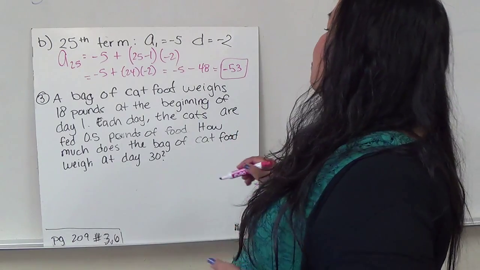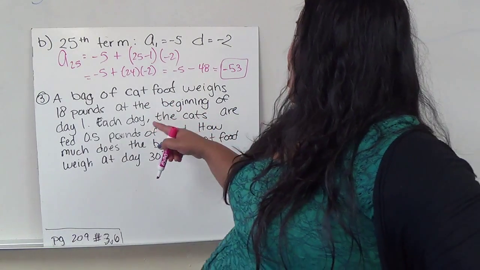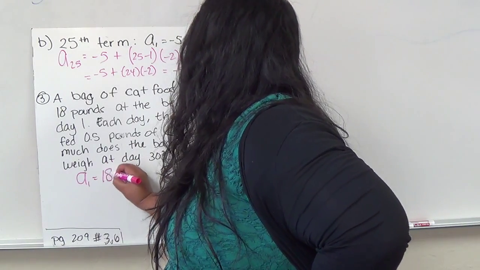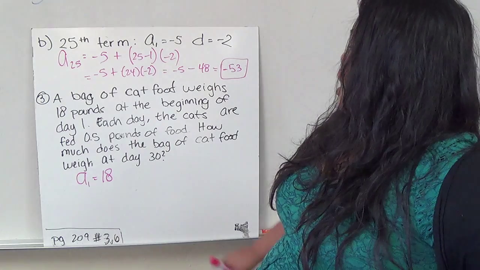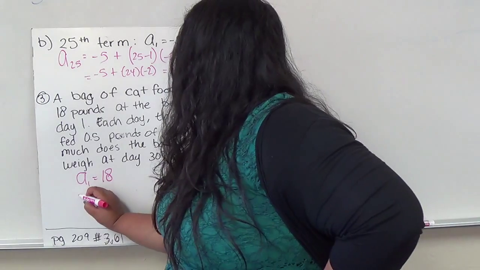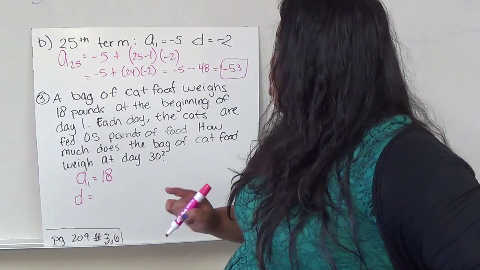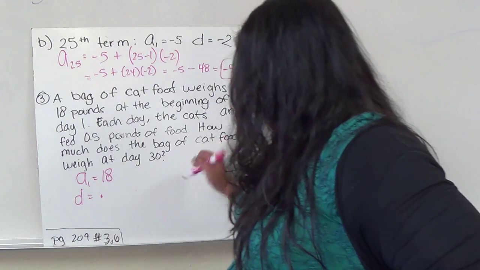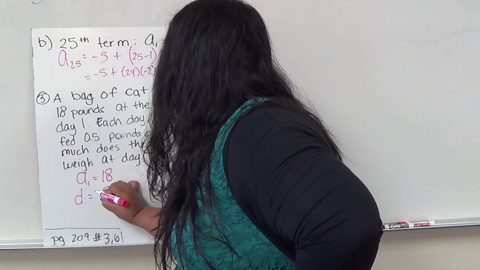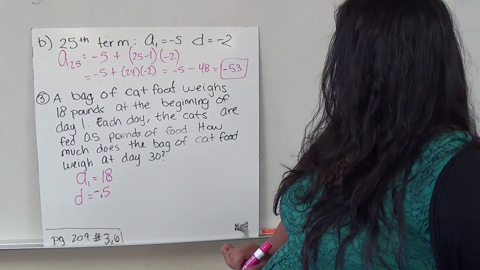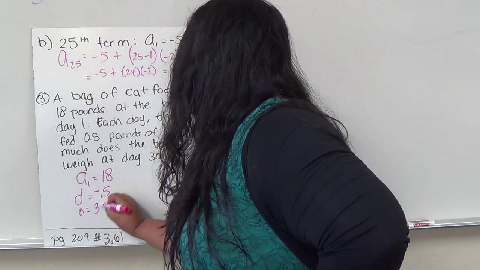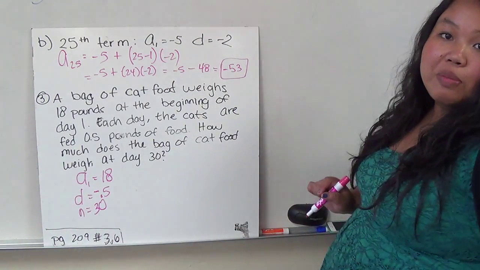So, let's identify. A bag of cat food weighs 18 pounds at the beginning. So, my A1 is saying that I start at 18 pounds. Each day, the cats are fed 0.5 pounds of food. So that means, starting at 18, I decrease 0.5. So my pattern, my common difference, is 0.5, but because I'm decreasing, it's going to be -0.5. And then my n is day 30. And that's all the information I need to know.